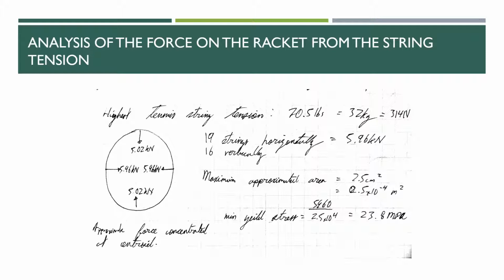So the maximum approximated area is generally 2.5 square centimeters, and this comes from rackets that are currently made out of some composites and older rackets, which were actually made out of wood. Granted, those had a lower tension on the strings, but that is generally what you want and it's what a player is going to be used to. Given those measurements, we can get a minimum yield stress of 23.8 megapascals.